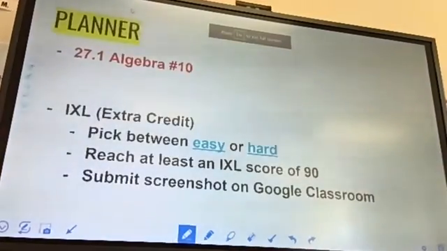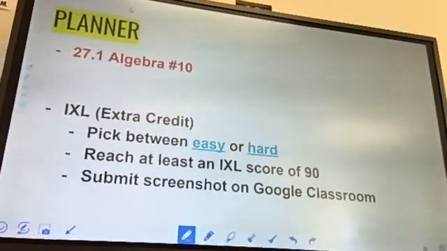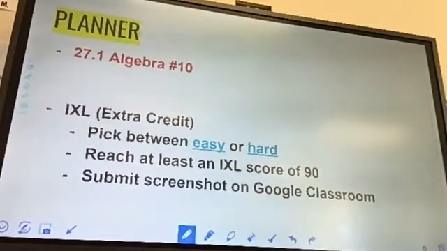Last but not least, in your planner, your homework today is algebra number 10. Reminder that the end of the marking period is March 4th, so please make sure you turn in algebras 1 through 9 worksheets and exit tickets before then, along with the IXLs. As for today's IXL, you can pick between the easy or hard one. It involves choosing the correct word problem and solving the word problems. As always, send a screenshot of you reaching at least 90 on Google Classroom.